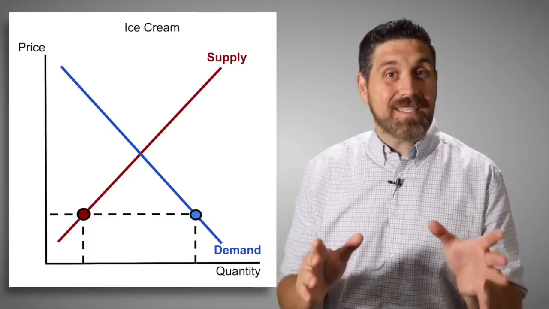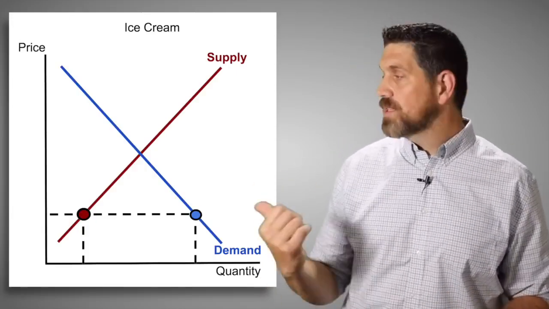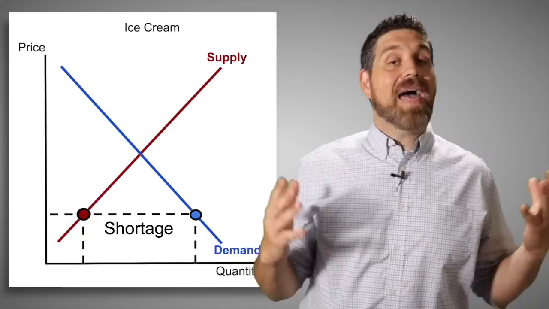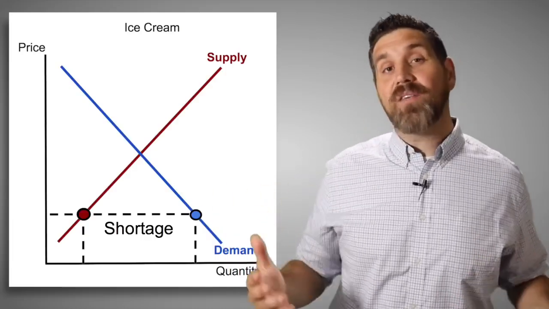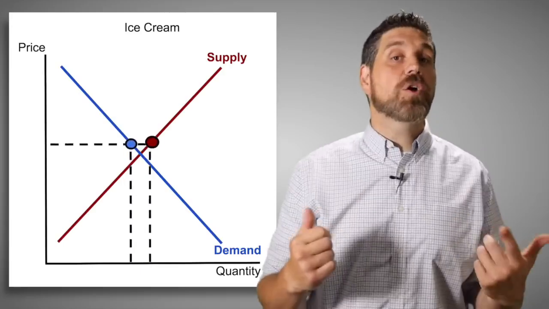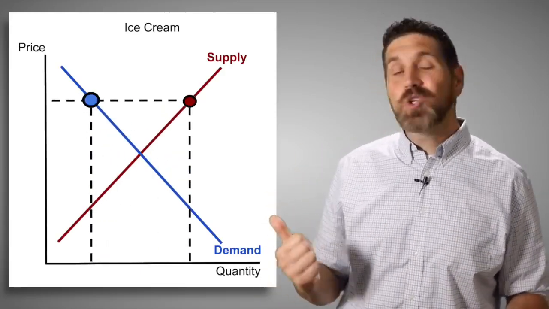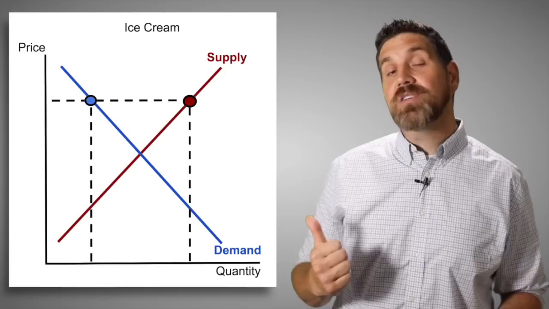This is called disequilibrium. For example, if the price is down here, the quantity demanded is greater than the quantity supplied, and that is a shortage. At this low price, consumers want to buy a whole lot of ice cream, but producers don't want to produce very much, and there is a shortage. But if the price goes up here, the quantity supplied increases, producers want to produce a lot, but at the high price, consumers don't want to buy very much. That means there's a surplus.